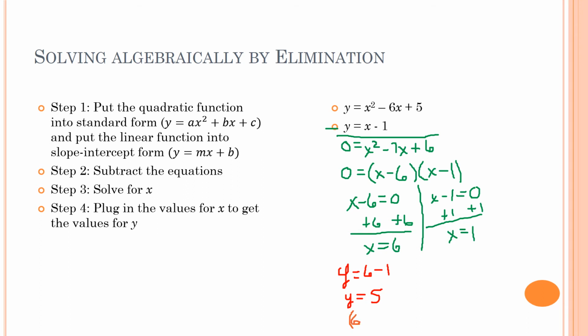When the x value is 6, the y value is 5. For the other one, I have y equals 1 minus 1. So y equals 0, and I do need to group those together. So my value there is 1, 0. So when x is 6, y is 5, and when x is 1, y is 0. And those are my two solutions to the system.